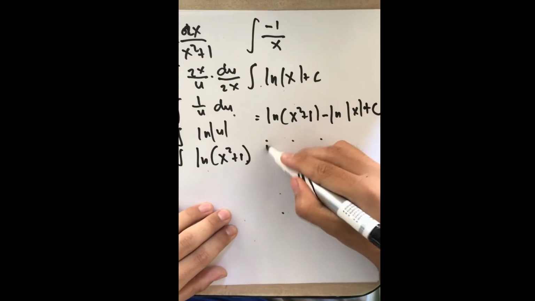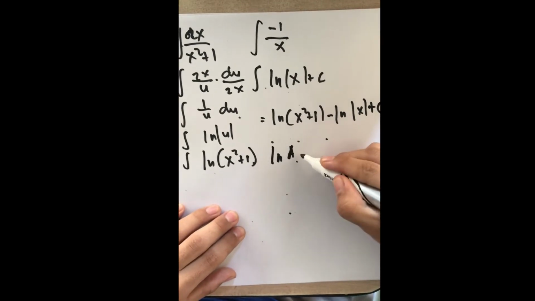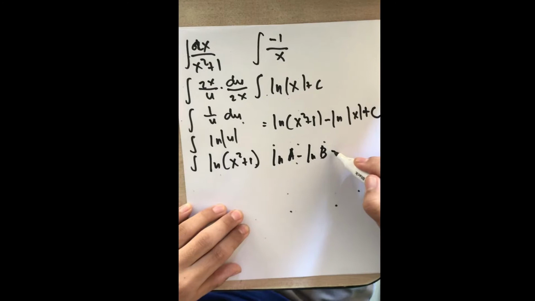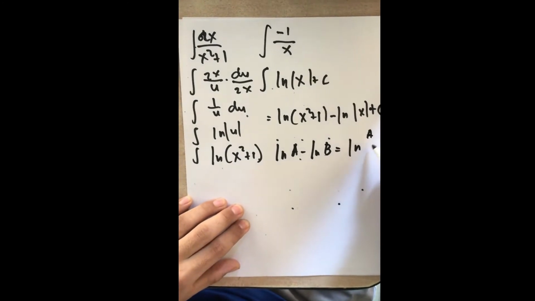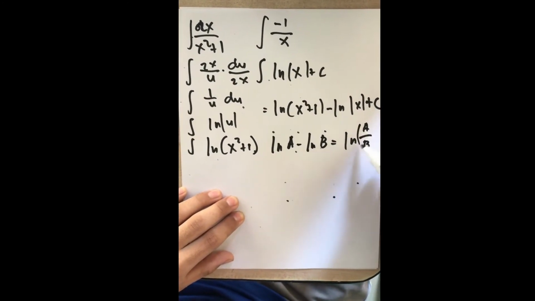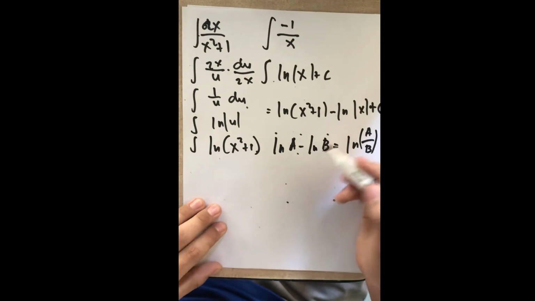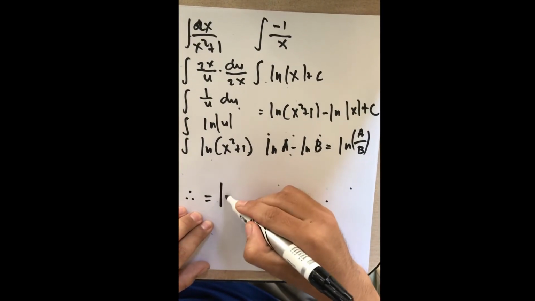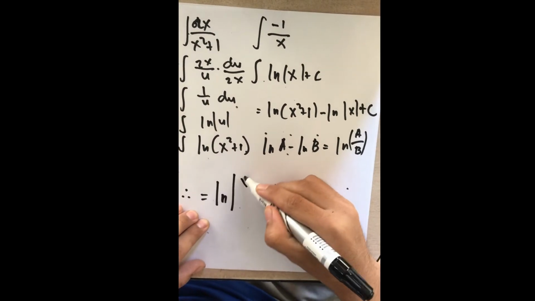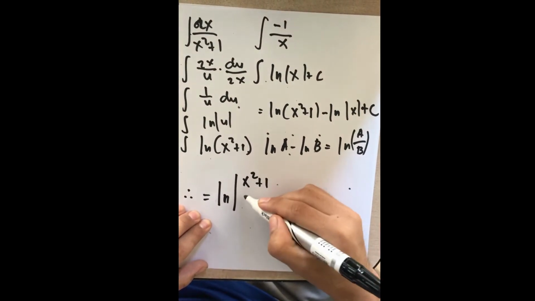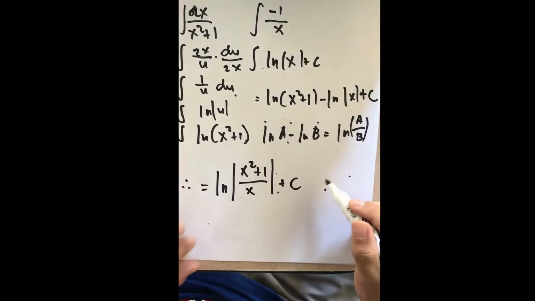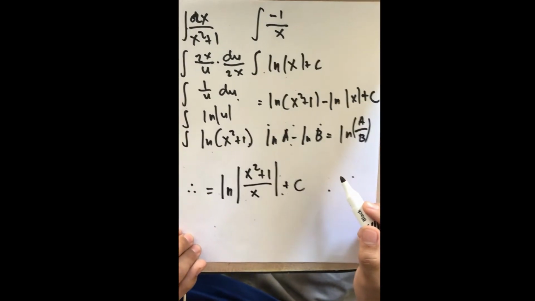ln a minus ln b is equal to ln a over b. So the whole equation is equal to ln of x squared plus 1 over x plus c. Okay, let us go to the next example.